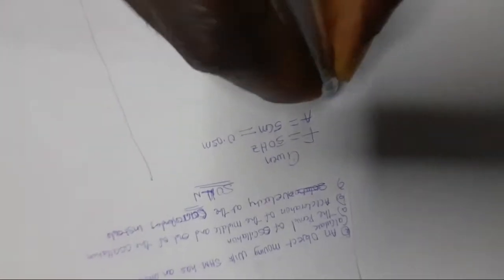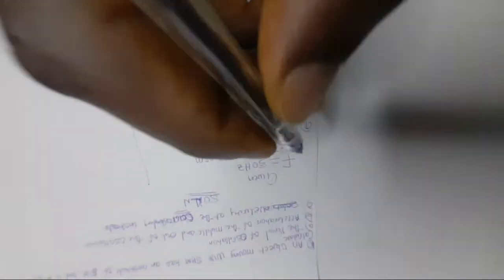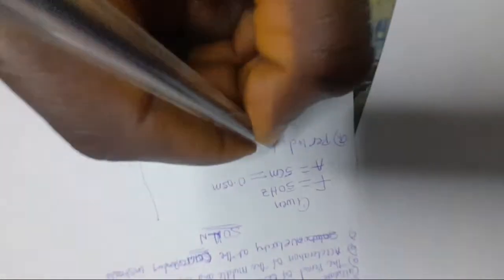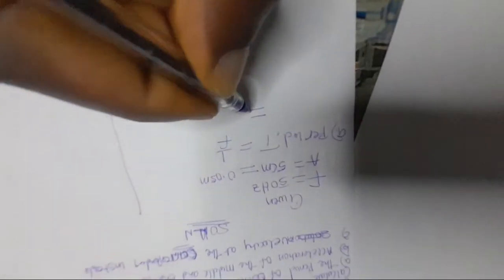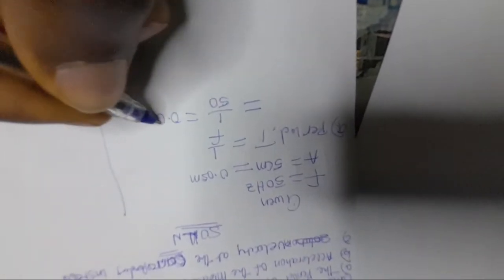We are asked to find the period. So for A, we start with period T equal to 1 over F. What I'm going to do now is just substitute in the values and solve it. So we have 1 over 50, which is equal to 0.02 seconds. We are done with that.